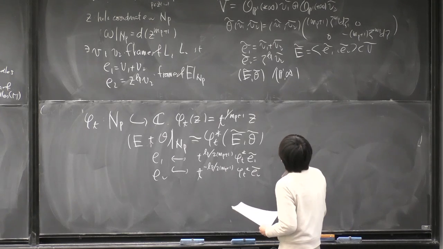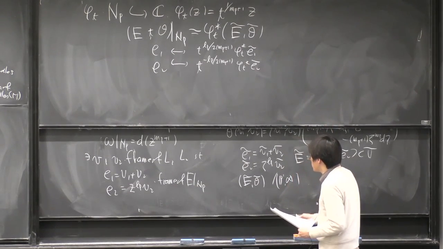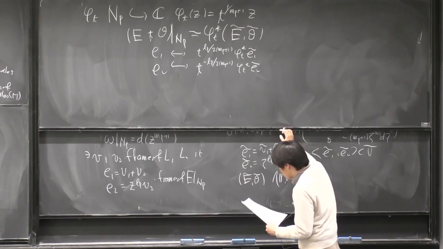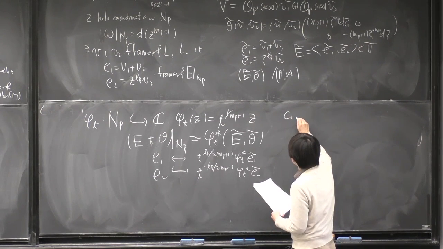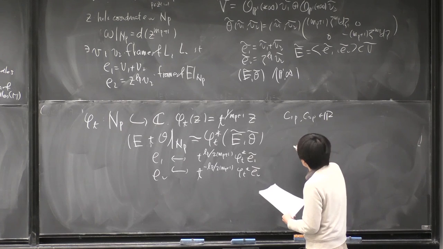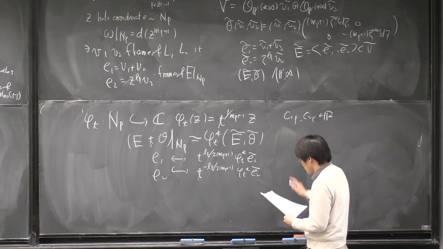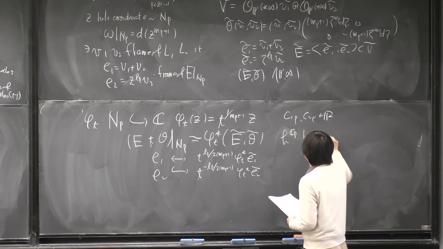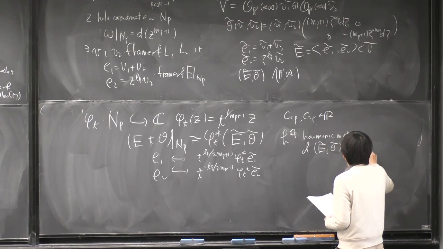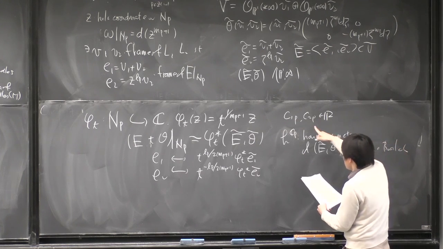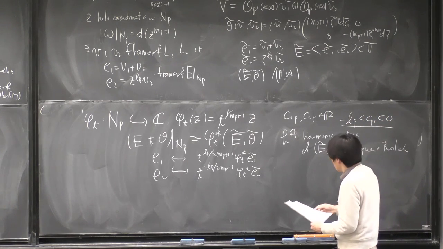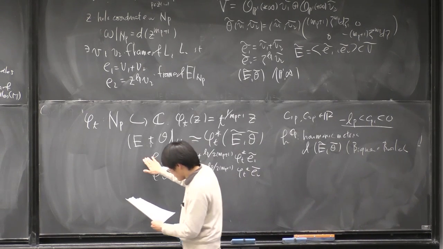Then, if we fix parabolic weights of v1 tilde and v2 tilde at infinity, we obtain a harmonic metric for this Higgs bundle, which is the theorem of Biquard and Boalch. So if we take C1P, C2P, these are the parabolic weights of v1 tilde at infinity, then we have a harmonic metric for the Higgs bundle. But we have to consider the condition that the degree is smaller than 0. Then by the pullback of this metric by this isomorphism, you obtain a family of metrics.